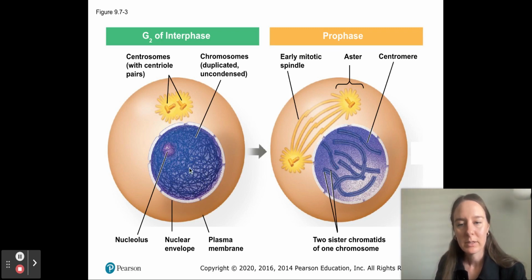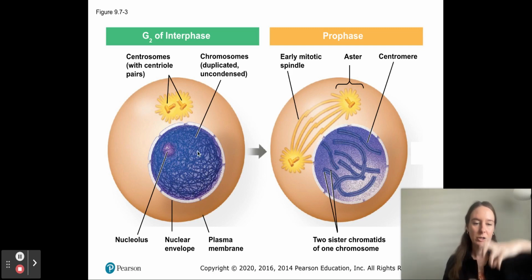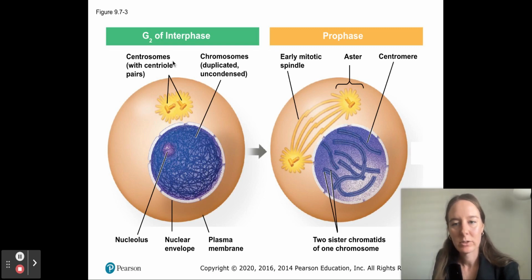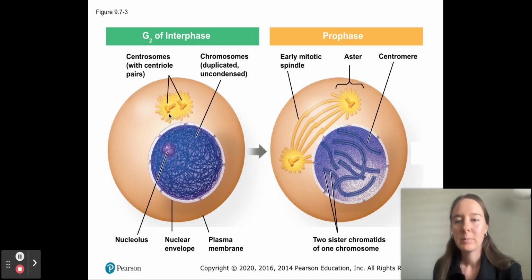We have our chromosomes. In your somatic cells, you have 46, but now they've been duplicated. So now they all have sister chromatids, and they're uncondensed. So they're actually all just strings. They're not condensed yet. You also have these important players called the centrosomes, and these are going to be helping to split apart the chromosomes eventually. And these pieces here are centriole pairs. So 2 centrioles make a centrosome, and we have 2 of them.